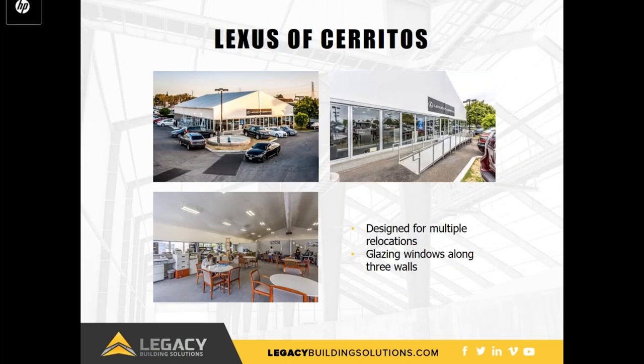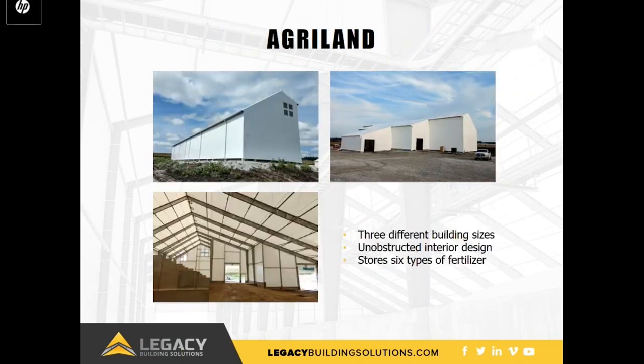You can see this building at its first location in Cerritos, California. This particular building is designed to be relocated multiple times as Lexus upgrades dealerships around the country. Because the fabric is installed without fasteners, it's easy to remove the fabric from the Keder rail, roll it up, and install it in a new location. Even though you see it here in Southern California, it is compliant to a 35-pound snow load for future relocation. Window panels are installed along 3 walls to create the high-end appearance the dealership expects.